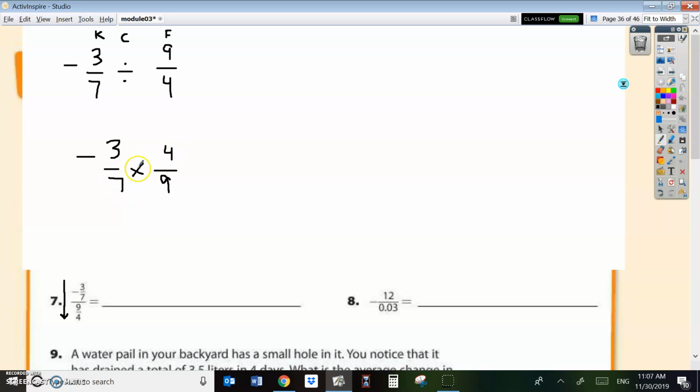4 and 7, they won't cross cancel. 3 and 9, they will cross cancel. 3 divided by 3 is 1, 9 divided by 3 is 3, and then 1 times 4 is 4, 7 times 3 is 21. Negative times a positive is a negative, so it's negative 4 over 21.